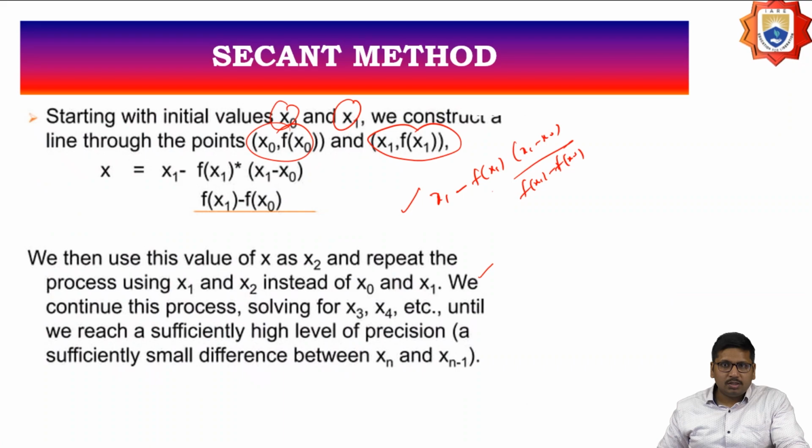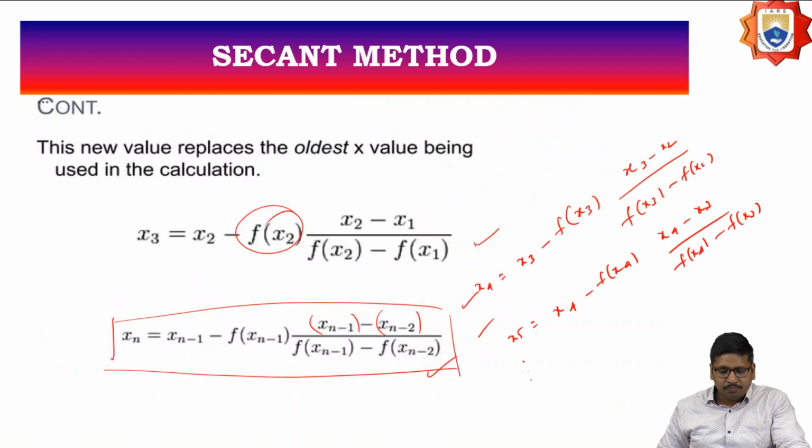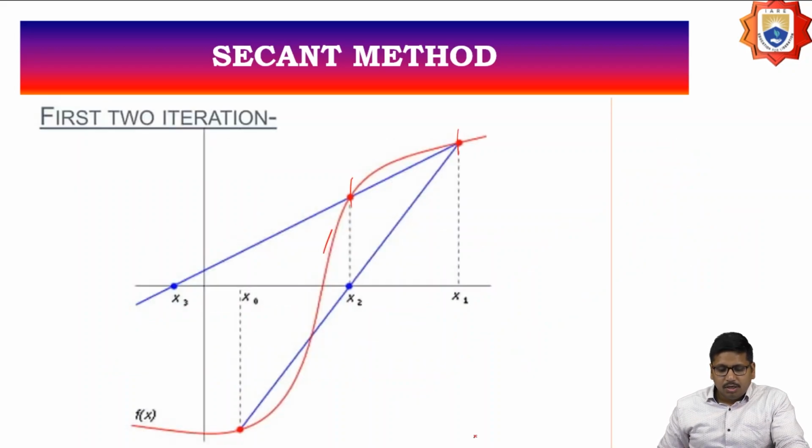And if I consider this, the equation is given like this: x2 is equal to x1 minus f of x1 into (x1 minus x0) divided by (f of x1 minus f of x0). By substituting these values, similarly you can find x3 and x4 as well. And these values are noted in terms of xn, written like this. And the first two iterations, how the graphs look in the secant method, I'm showing here.